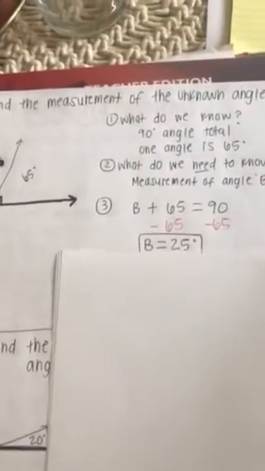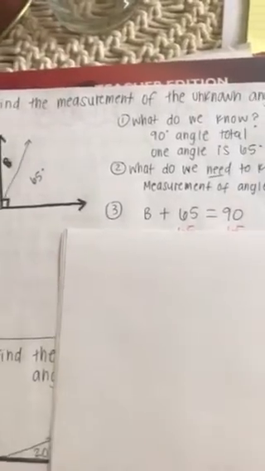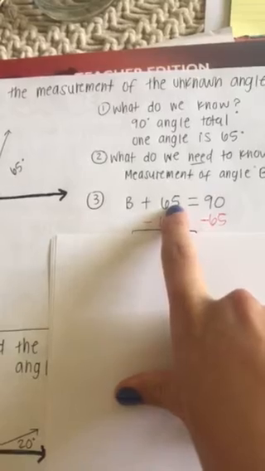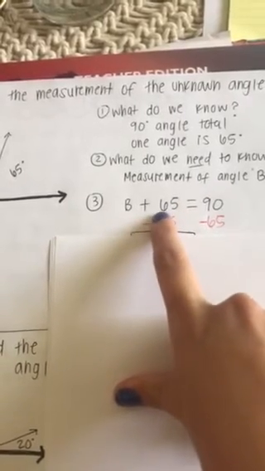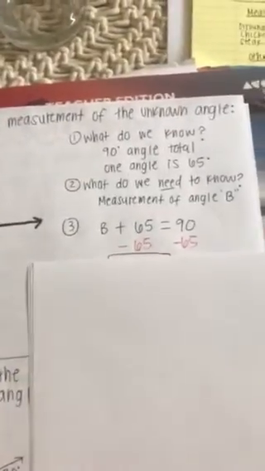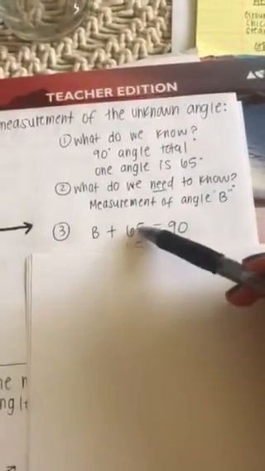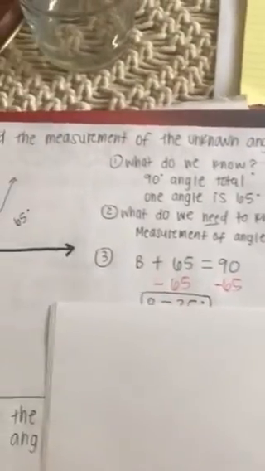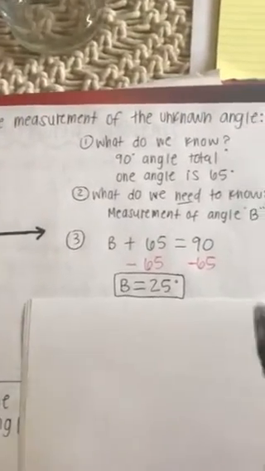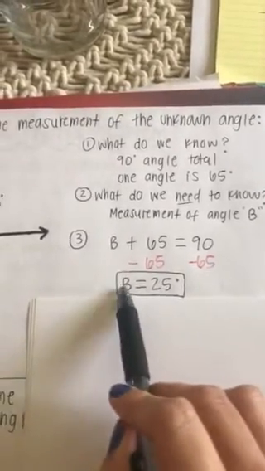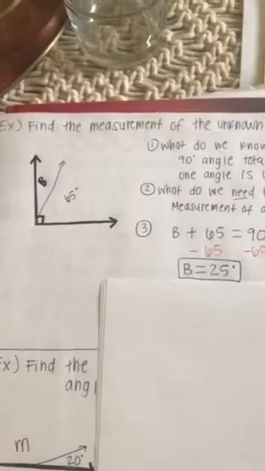In order to solve this, we are going to do the opposite operations to get the B by itself. So instead of adding 65, we're going to subtract 65 from both sides. That helps us get rid of the 65 and get the B by itself. So now B equals 90 minus 65, which is 25. So our answer was B equals 25 degrees.